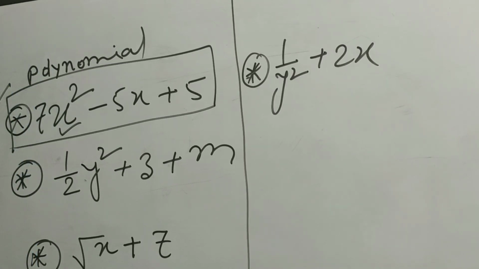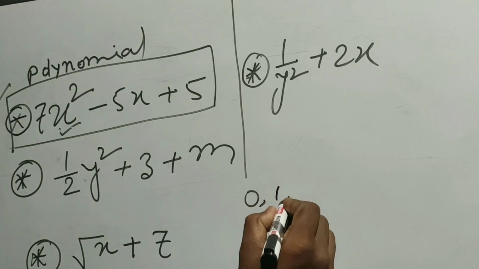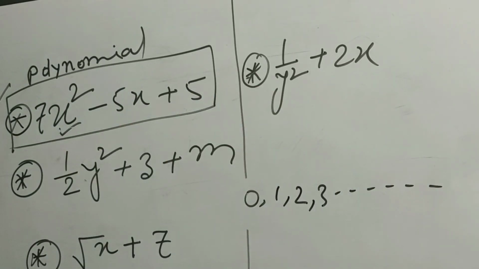Why is it a polynomial? Because the power of variables, here the variable is x, and the power of the variable should be a whole number. In this algebraic expression, we observe that the power of x is a whole number, 2 is a whole number. As you know, what is a whole number? The numbers which start from 0, 1, 2, 3, and so on. That is called whole number.